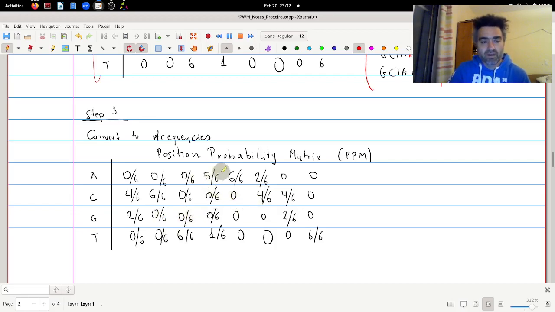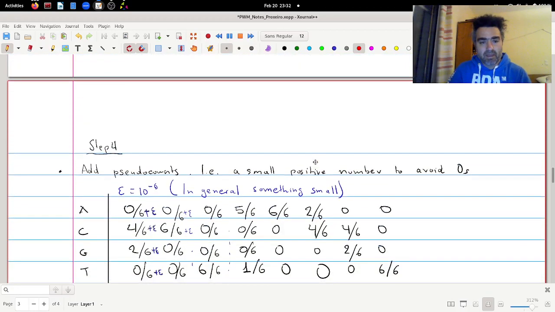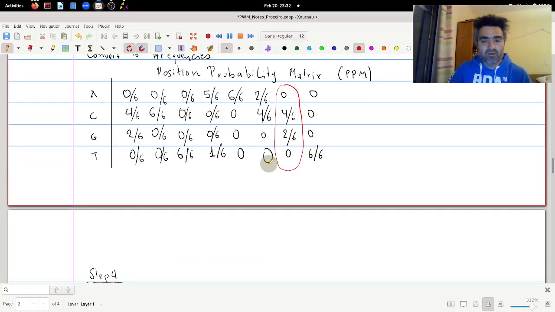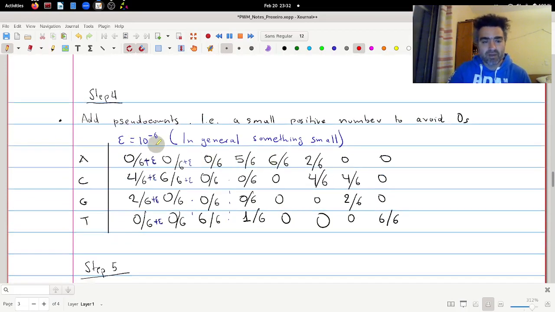Okay, we now have the frequencies, and this matrix is called the position probability matrix, or PPM. We observe that we have several zeros here. A 0 means that in some specific position we didn't find a nucleotide. For example, in the 7th position, we didn't find any A or any T in our sample, so we put a 0. Now, we don't like zeros, as you will see later on. I will explain that later.